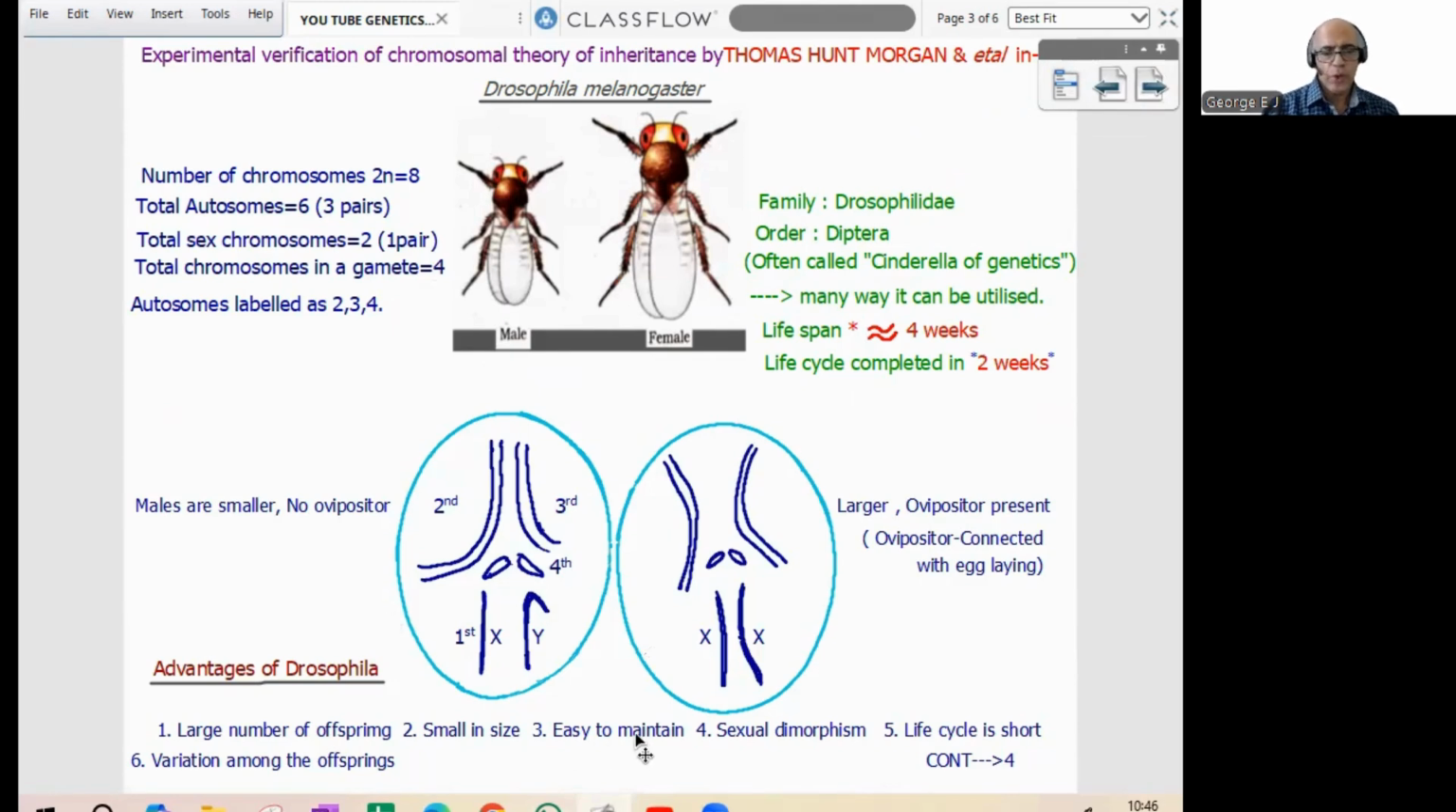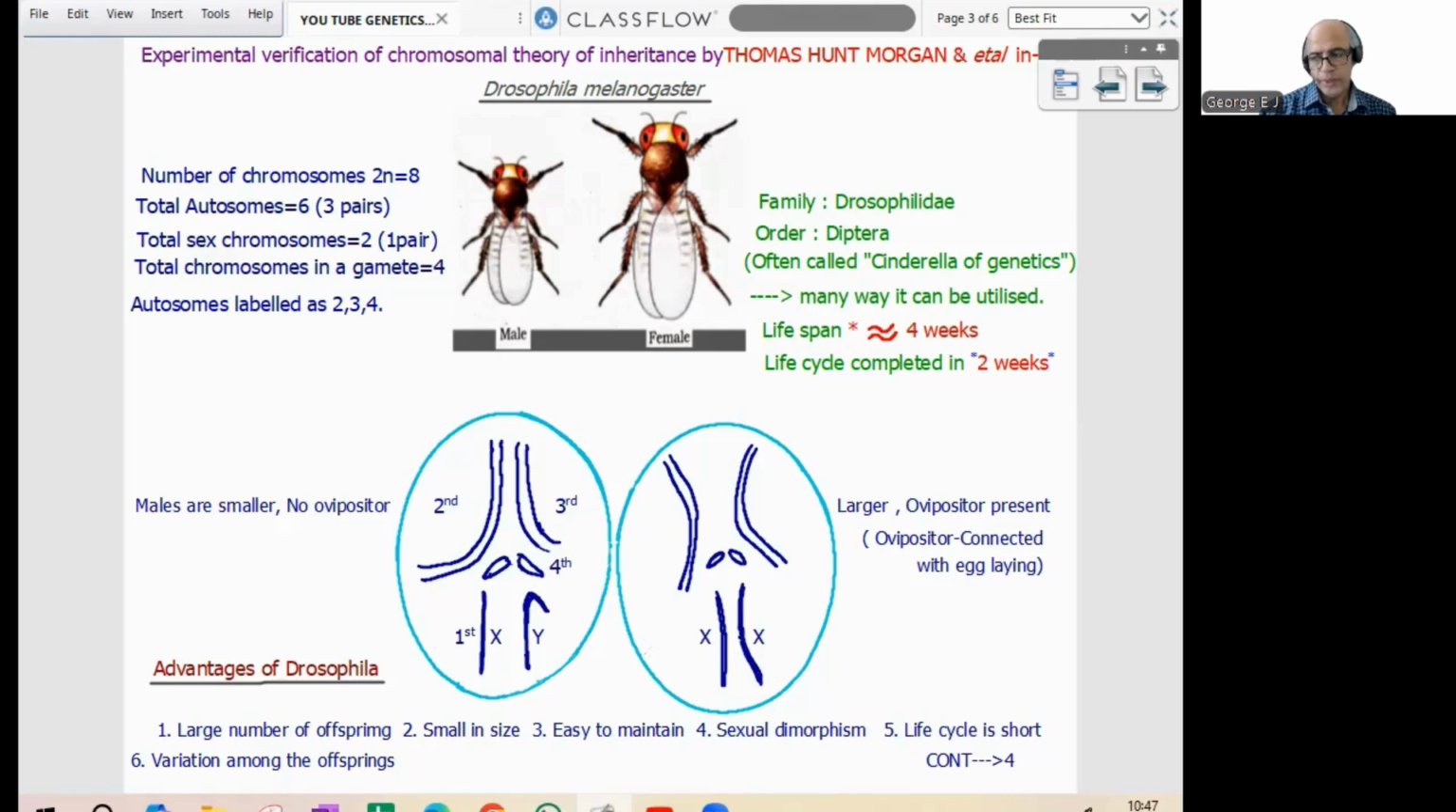Now comes the experimental verification of the chromosomal theory of inheritance by Thomas Hunt Morgan et al. Et al. means together. The famous organism is Drosophila melanogaster, the fruit fly. You are familiar with it. Connected with this insect, we can anticipate at least one question in the theory entrance exam, because this is one of the precious organisms in genetics, as it has many advantages that we studied in the first episode of this chapter: organism selected for genetical experiment, advantages or requirements.